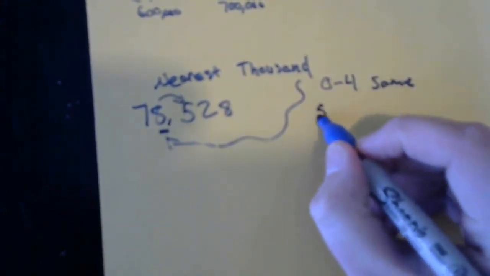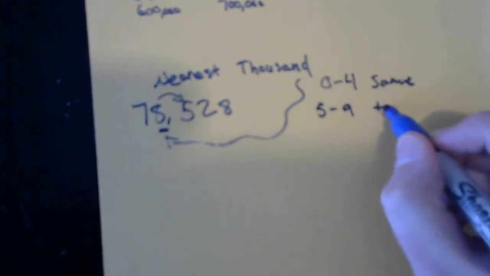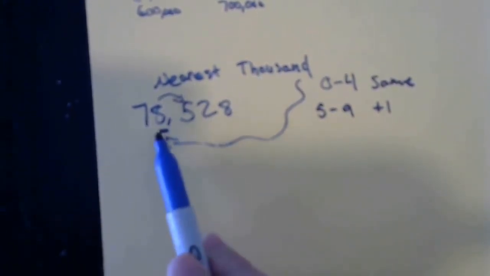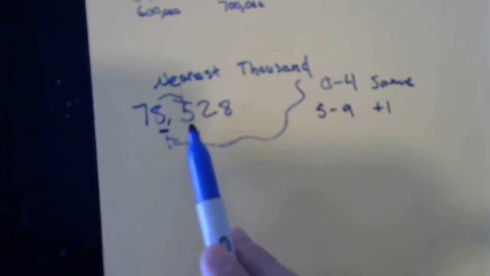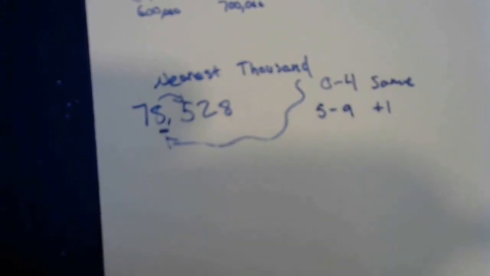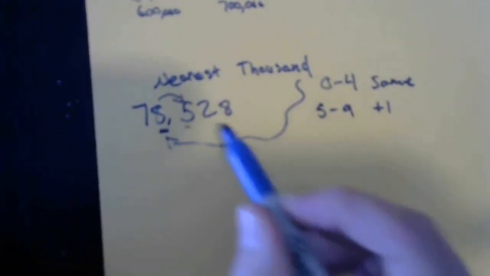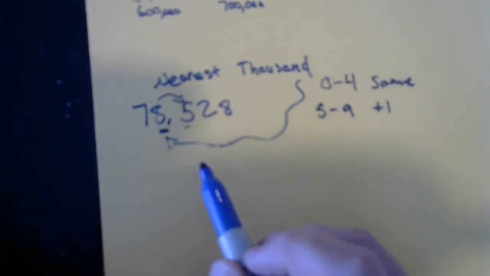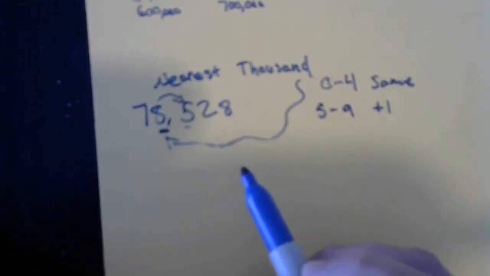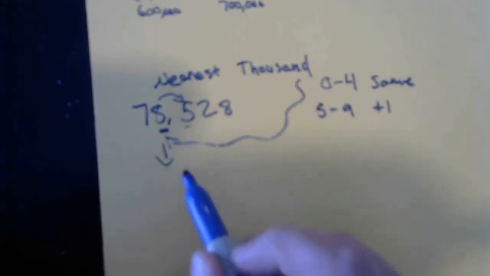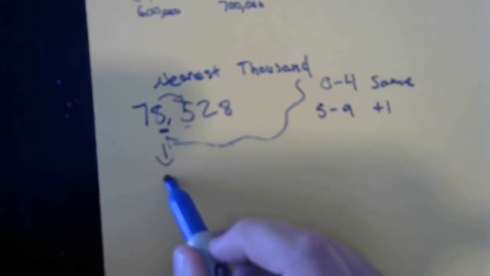If it's 5 to 9, it's going to add 1, because this 528 shows that 8,528, the 500 shows that it's closer to 9,000 than it is to 8,000. So in this case, the 528 does mean we're going to bump it up by 1. In fact, I'm saying that 78,528 is closer to 79,000 than it is to 78,000. So I can just bump up that 8 digit by 1.